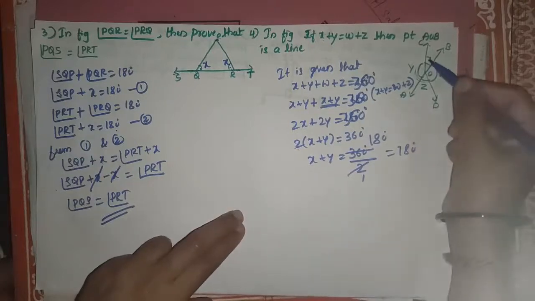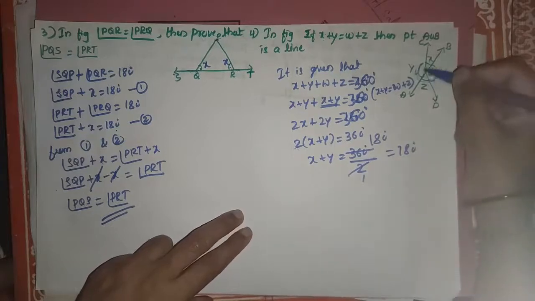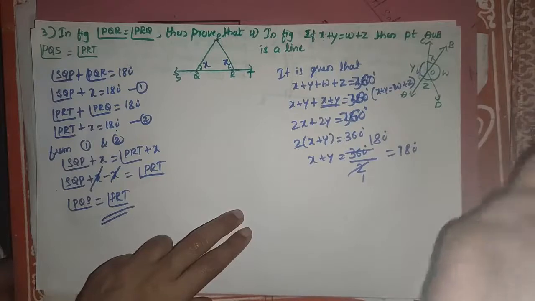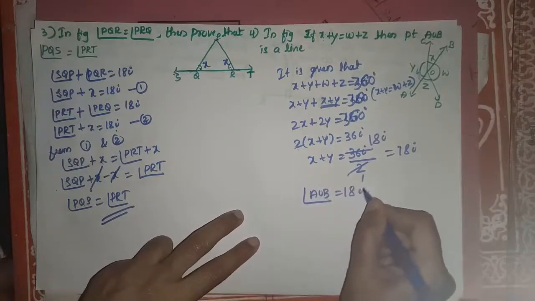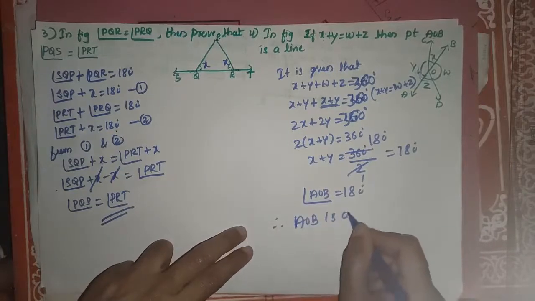That is X plus Y. I take this as AOB. So if AOB, X plus Y is 180, it means AOB is a straight line. That is, it is nothing but AOB is 180 degree. So therefore AOB is a straight line.